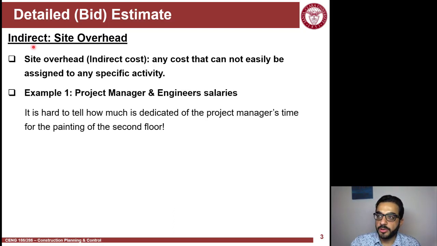As an example, the project manager and project engineers you have on the site, or the safety manager on the site, or in big projects you have a quality team. They're following up on managing the whole project. It's not feasible to track their time doing this activity and then moving to that activity; it's very time consuming. So you just track their expense, their cost, and then account for it for the whole project, instead of assigning it to specific activities within your bid.